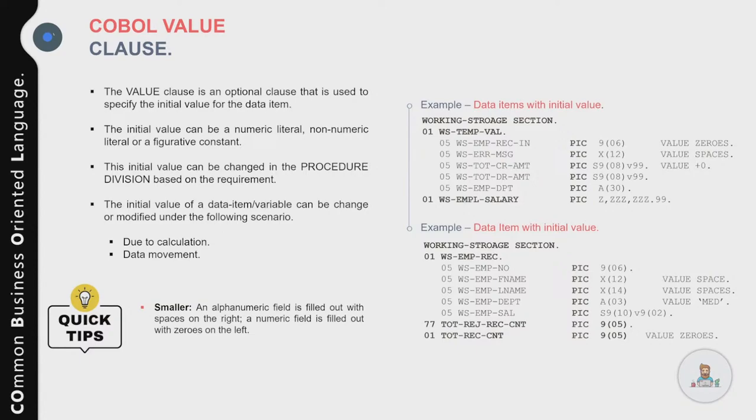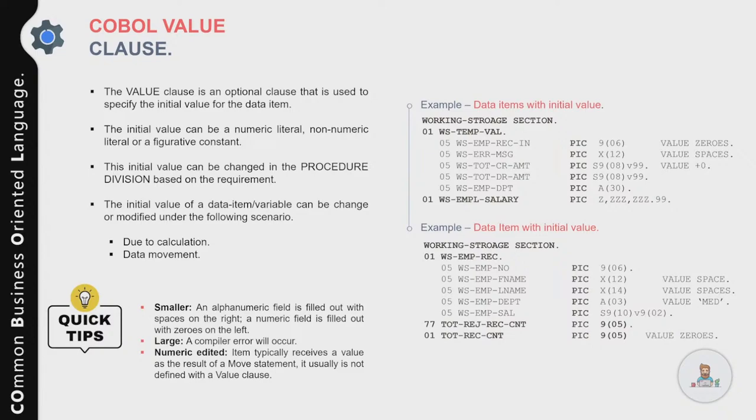And if you have a numeric field, then it will be filled with zeros on the left. And in case you assign a value which is larger than what you have defined, then in that scenario we are going to get an error message. That would be a compiler error message, or the truncation is going to happen. And the last one is related to numeric edited. In general, you do not define these variables with a value clause, because these items typically receive a value as a result of a move statement.